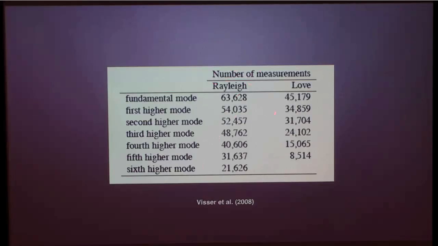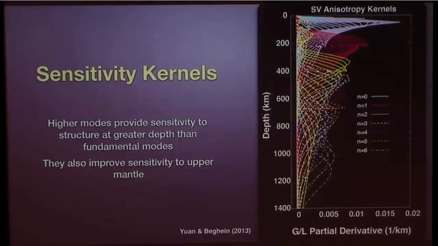I'm not going to talk about Love wave here. But you see they had a lot more measurements for the fundamental mode Rayleigh waves than for the higher modes. As you go up in the order of the mode, you have fewer and fewer measurements because they're more and more difficult to separate. But still, it was enough to generate phase velocity maps.